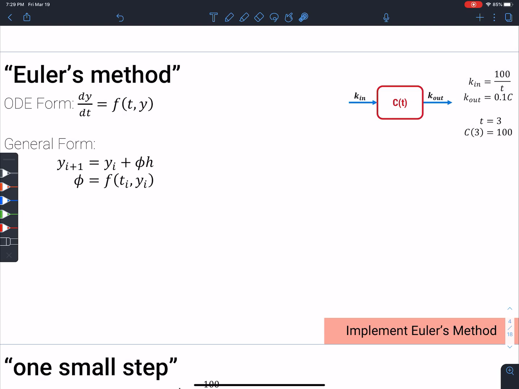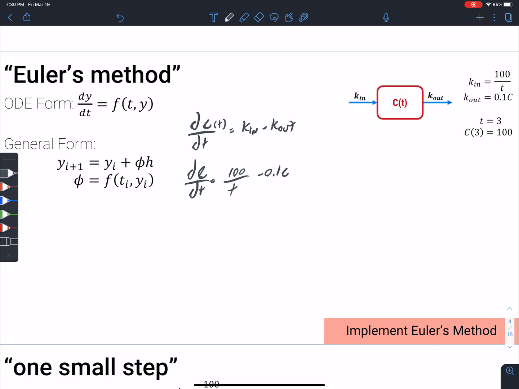So we have the whole problem set up, and as we remember from our initial video on ODEs, this compartment model is essentially k in minus k out. And so in this case, for this specific example, we have dC/dt equal to 100 over t minus 0.1 times C.